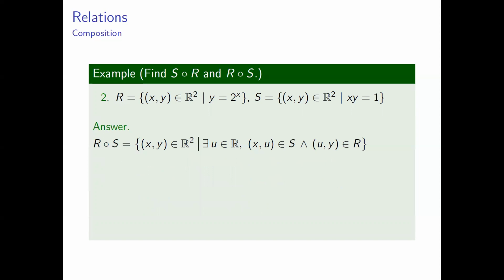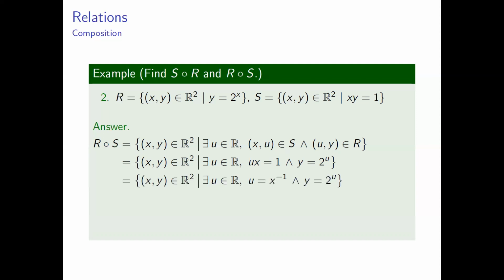On the other hand, RS consists of all ordered pairs xy of real numbers with the property that for some real number u, xu is an element of S, and uy is an element of R. That is, for some real number u, u times x equals 1, and y equals 2 raised to u. The condition u times x equals 1 is equivalent to u is equal to x raised to negative 1. Hence, the predicate is equivalent to the condition y is equal to 2 raised to x raised to negative 1.